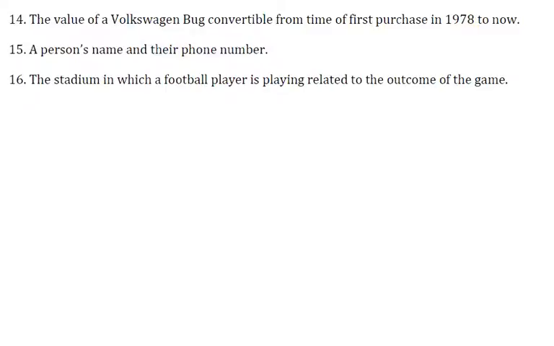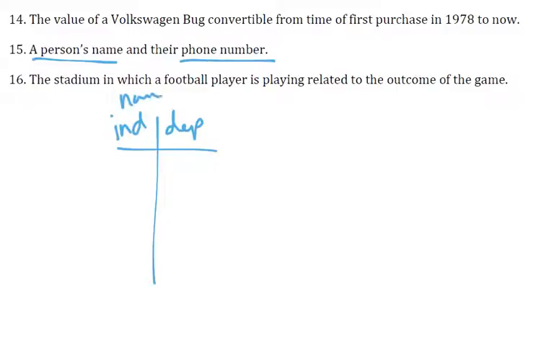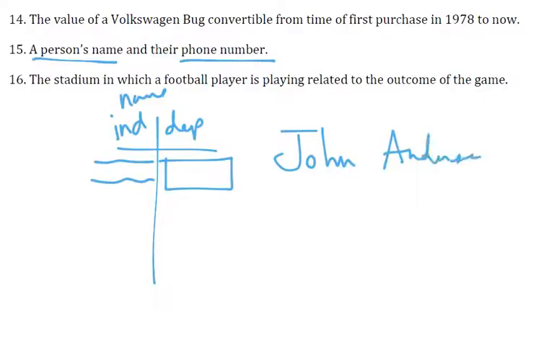Alright, a person's name and their phone number. Okay, so here, it would kind of depend on which you called the independent and which was the dependent. Because if a name is independent, we can have the same name with different phone numbers, right? So 2 people named John Anderson could have different phone numbers, so that would make it a no.